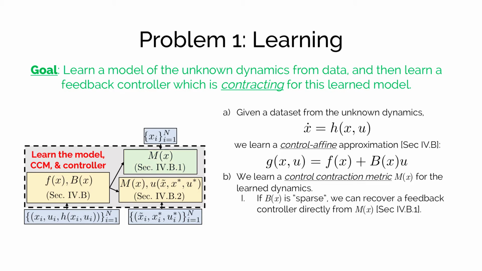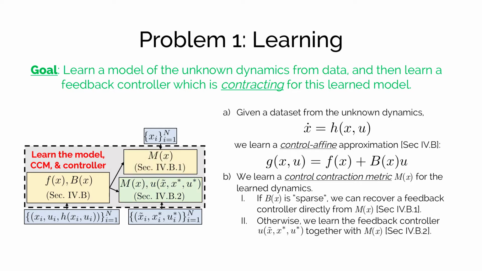If the B in the learned dynamics satisfies a certain sparsity assumption, then we can use a contraction condition which enables us to directly recover a feedback controller from the metric M(x). If the sparsity assumption fails to hold, we can use a different contraction condition to learn the feedback controller in tandem with the contraction metric M(x). In this case, the feedback controller will also be represented with a deep neural network.